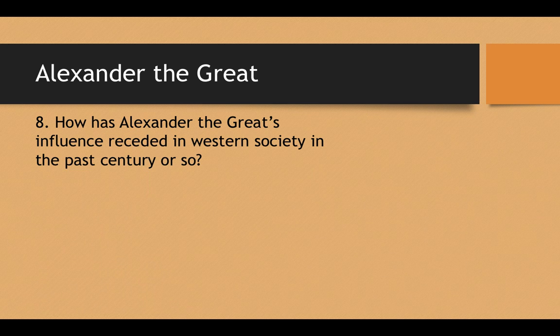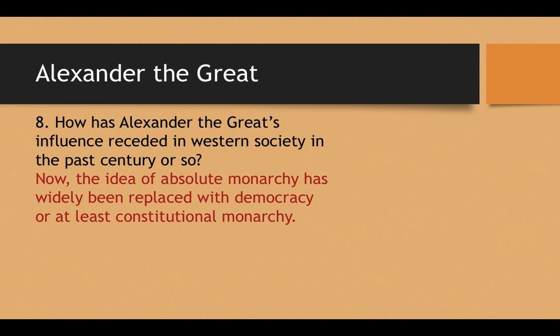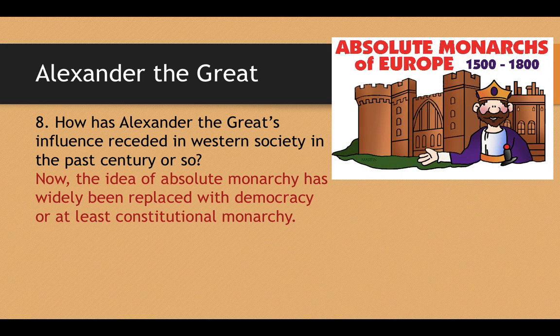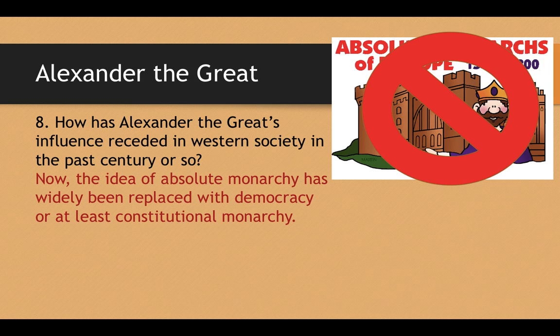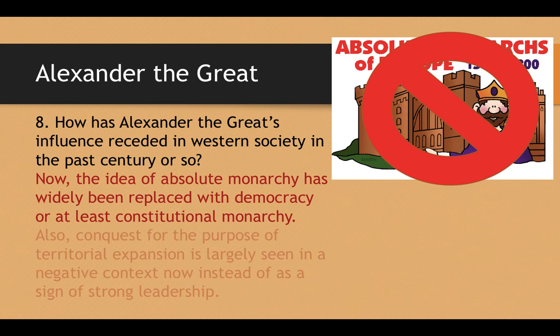However, Alexander's influence has kind of receded. It's gone away a little bit in Western society in the past century or so. And now it's really because the idea of absolute monarchy has widely been replaced with democracy, or at least constitutional monarchy. Okay, so the whole concept of absolute monarchy is really kind of like a dictatorship these days, and we don't see dictatorships as a good thing anymore. And that's certainly what Alexander was. So we don't really look up to him in that way.